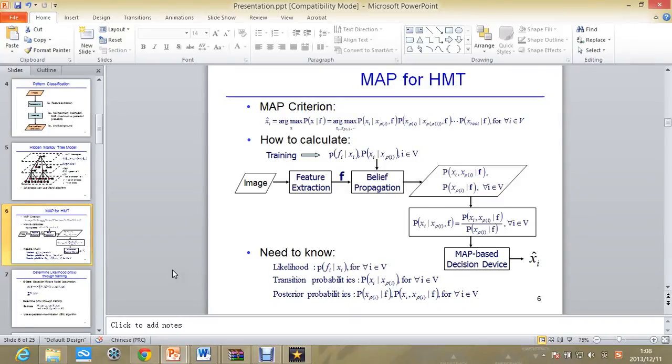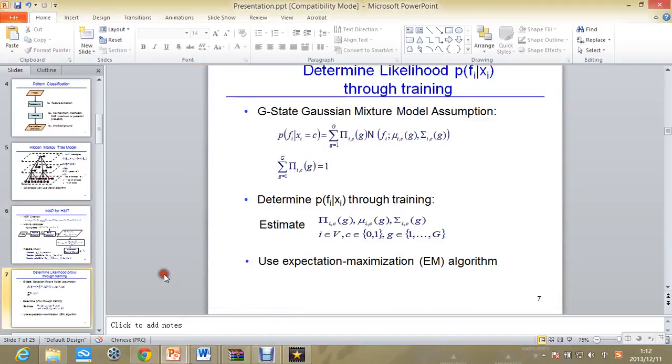So in order to get the category of the point in this image, we need to know these three parameters: the likelihood, the transition probabilities, and posteriori probabilities. First, in order to estimate the likelihood through training, the Gaussian mixture model has to be used.